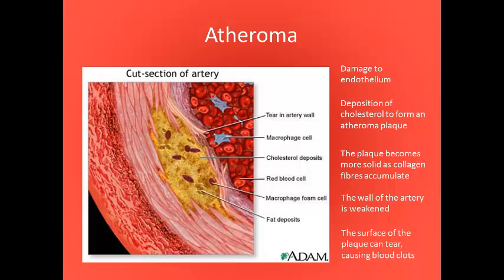The surface of the plaque can also tear. You can see there a tear in the artery wall. This then causes platelets in the blood to start producing blood clots. And those blood clots could block the artery, or they could even come off from this plaque and fly down the artery to a smaller bit of artery and block it completely.